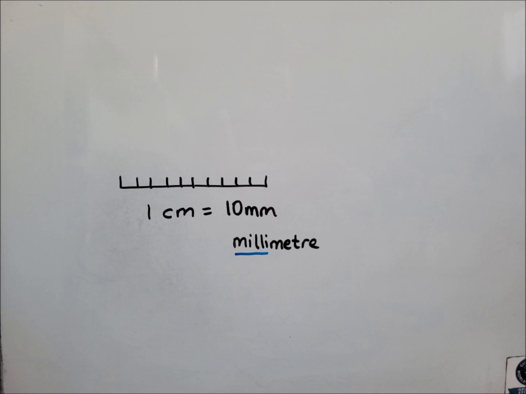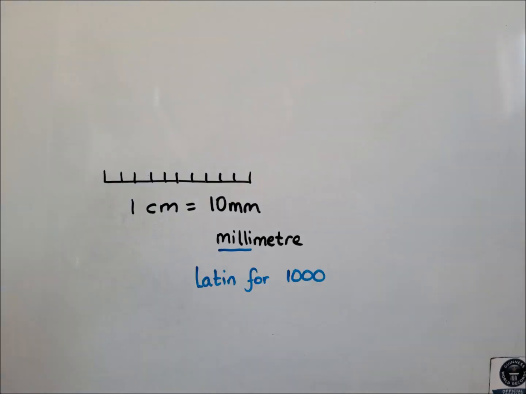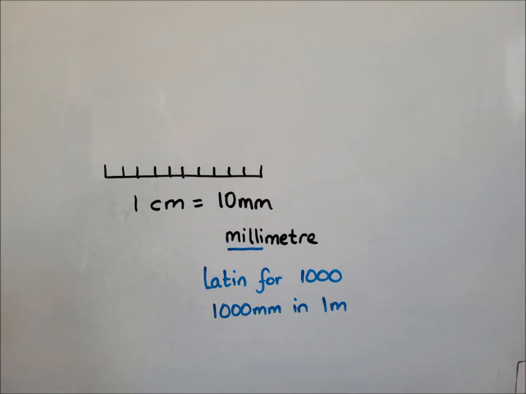The word milli is Latin again for 1,000, which means in 1 metre there are 1,000 millimetres, but we're going to come back to that after we've done the centimetres and millimetres, but I thought that's an interesting way of remembering. It also comes as French. Mille in French means 1,000, so 1,000 millimetres in 1 metre.